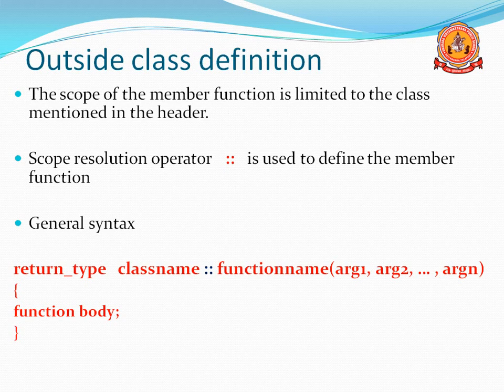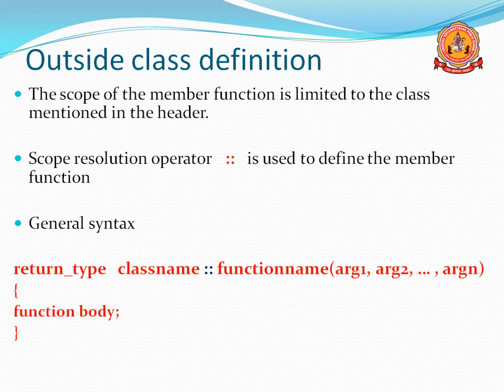The scope of the member function is limited to the mentioned class in the header. When you define the function outside, it can be accessed only within the class. So when you mention the class, say for example the identity label as a class name, access is possible only inside the class.